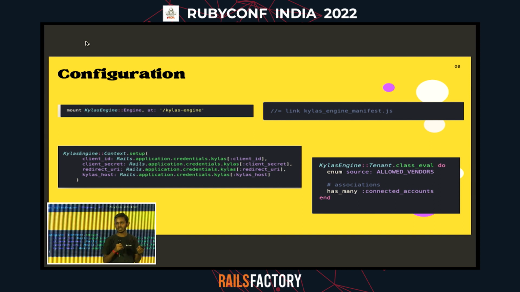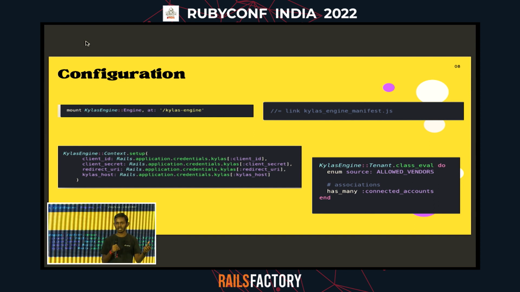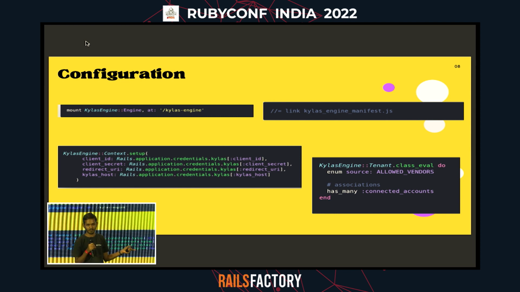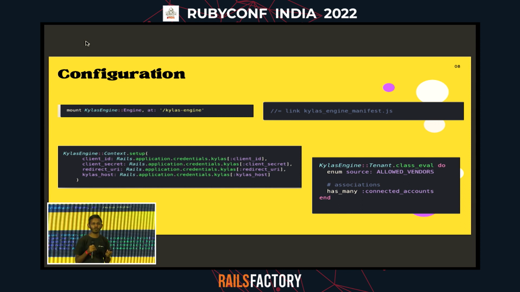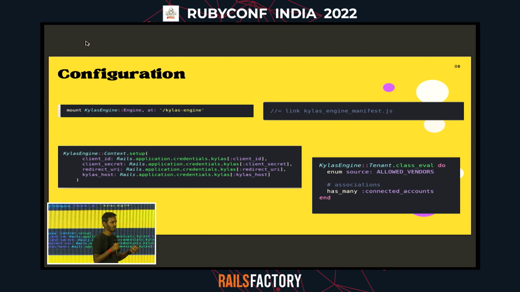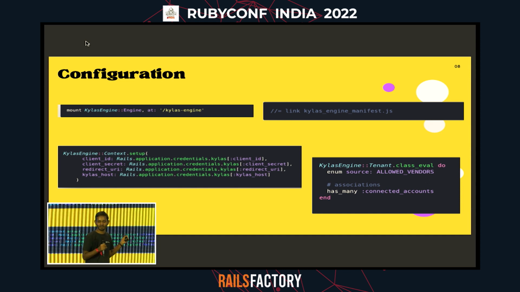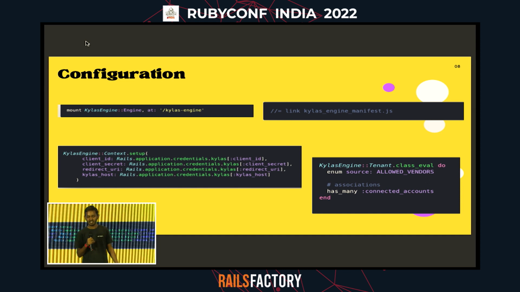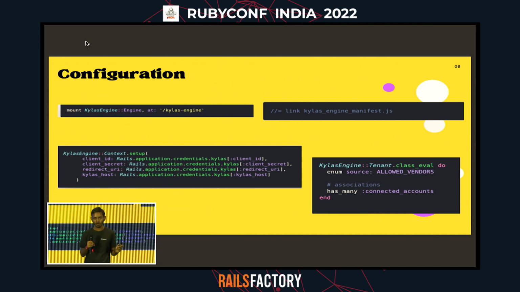Let's say your engine needs some configuration options like the client ID and client secret, which are generally used for OAuth. You can provide that option in application.rb or any environment-specific file. The fourth one is if you want to override any models or controllers, then you can go with the fourth option. That is, you can override the classes and models also.